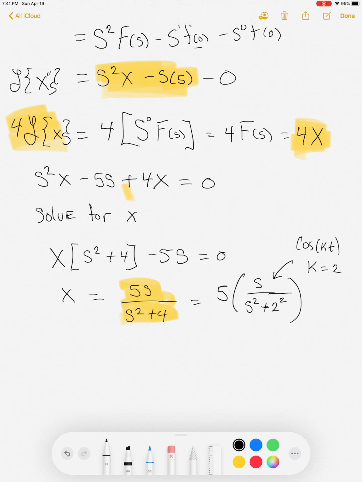So then my undoing of the Laplace transform, the inverse Laplace transform of capital X of s, if I wrote it all out, equals 5 times the cosine of 2 times t. And that is equal to x of t.